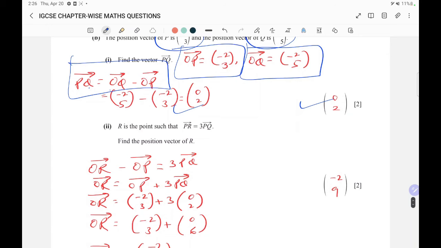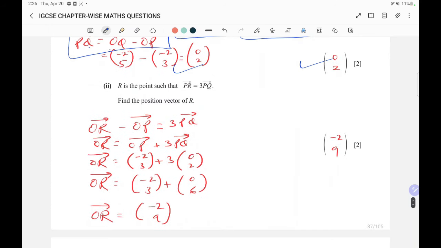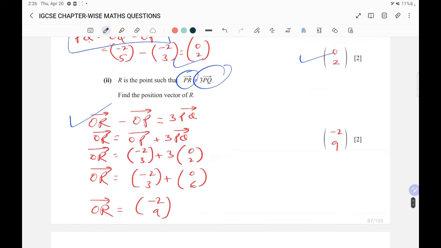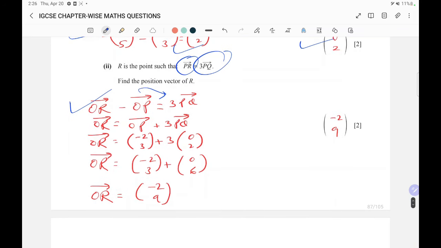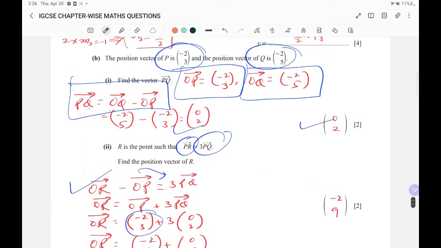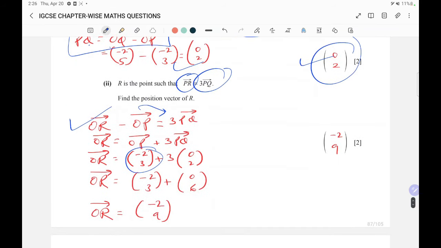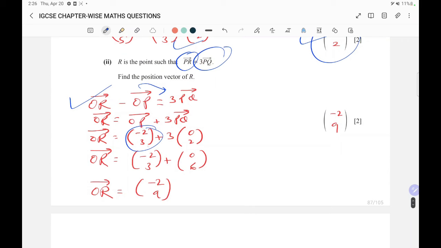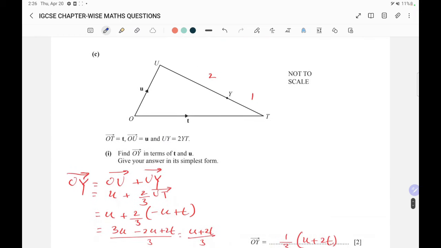R is the point such that PR is 3 times PQ. So find the position vector of R. So this PR we can write OR minus OP. And this 3PQ we can write, first we can take OP on the right side. So OP is given to us and PQ we found, yeah, PQ is this. So OP is (-2, 3) and PQ is (0, 2). So 3 times (0, 2) is (0, 6). Just add, (-2, 9) you will get.